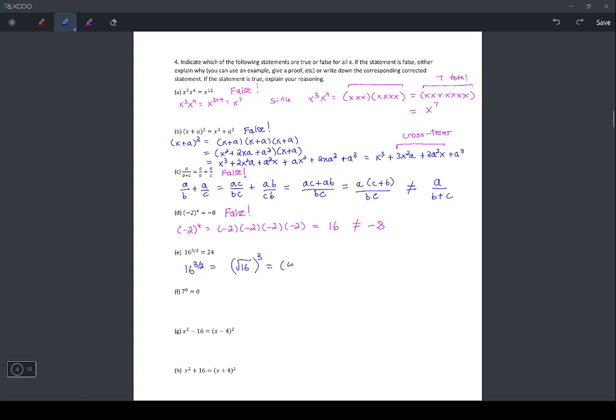Square root of 16 is 4. 4 cubed is 4 times 4 times 4, which is 64. So this was false.